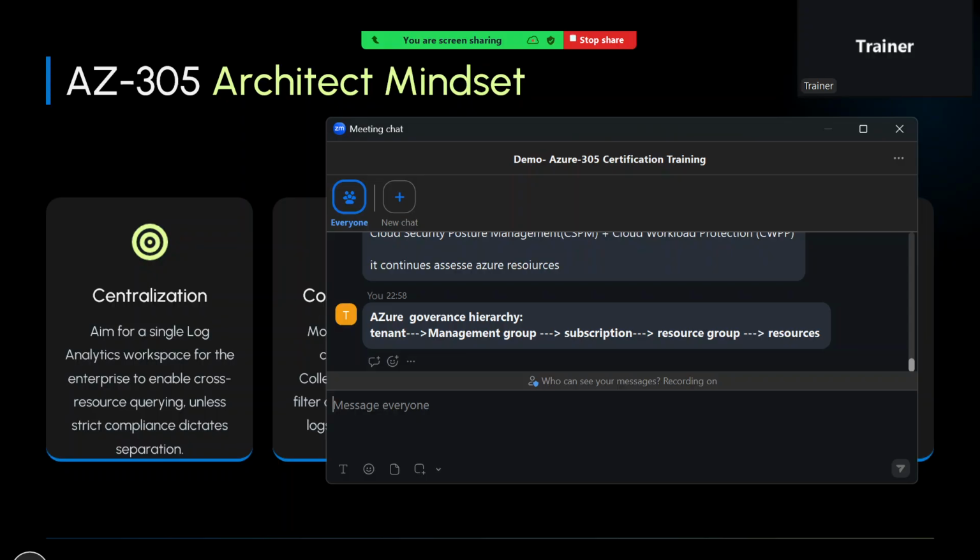Congratulations, excellent work. Today we completed one of the final and most important AZ-305 domains: designing monitoring, observability, governance, and operational excellence. This domain represents what Azure architects do after infrastructure is deployed. Building Azure infrastructure is only the beginning. Operating it successfully for years is the real challenge. Today's topics ensure the Azure environment remains secure, governed, observable, cost optimized, reliable, and compliant.